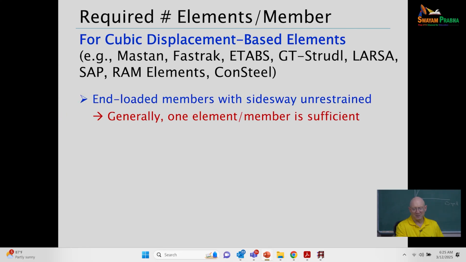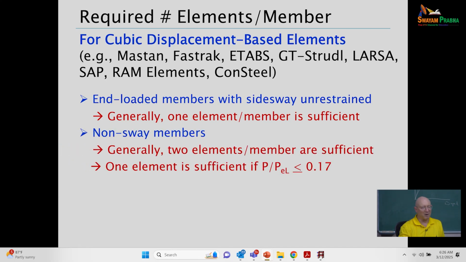So in this case, if you have a column, say, that has loads coming into it from the rest of the structure at its ends, but the rest of the structure really isn't doing much in terms of restraining this member's side sway, in fact maybe it may be destabilizing the member, and so the member is kind of on its own for the most part in terms of resisting side sway, then 1 element is good enough.